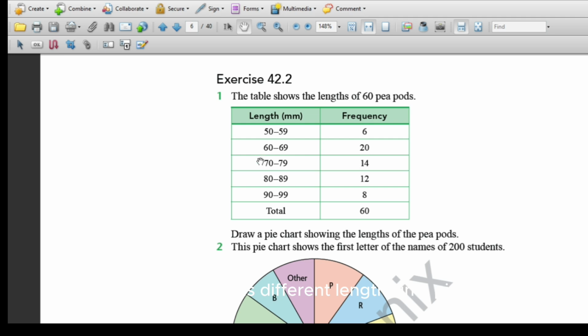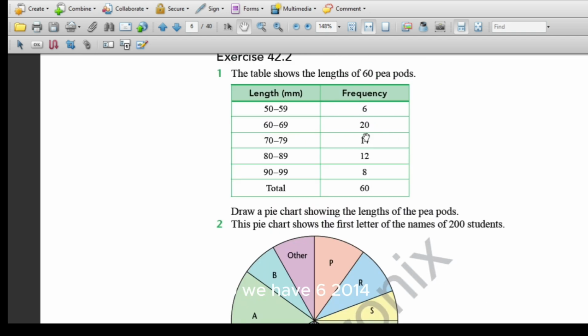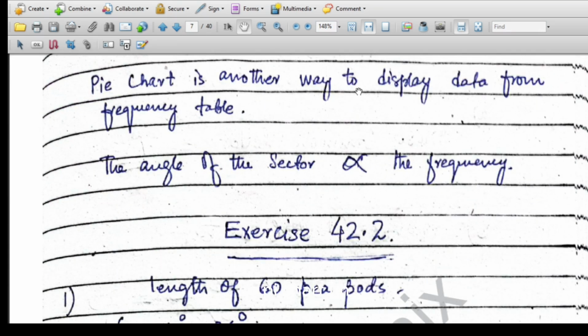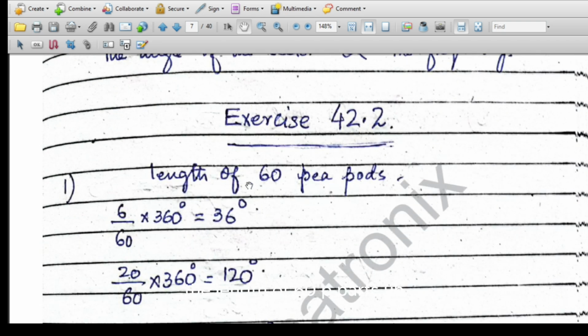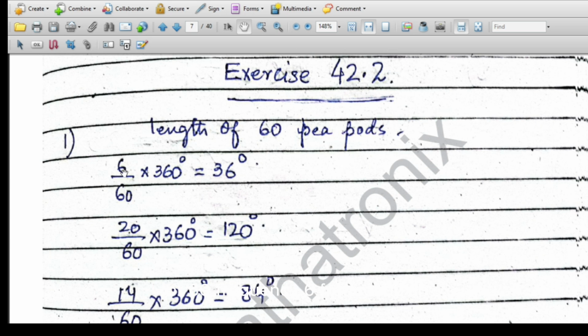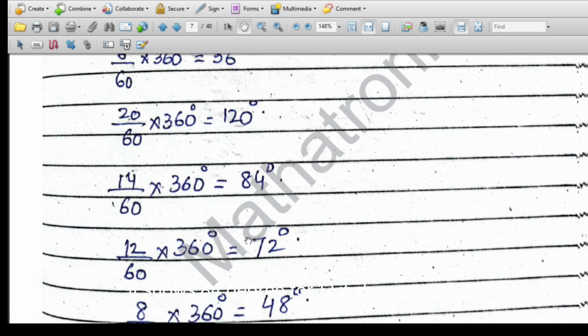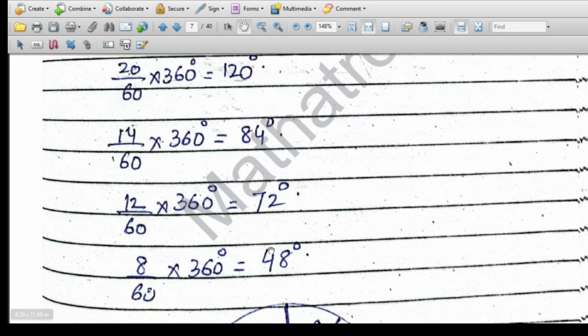So we have to show these different lengths in a pie chart. We have 6, 20, 14, 12, 8 and 60. So we'll divide it in a pie chart. A pie chart is another way to display the data from a frequency table, or here in this exercise the lengths of 60 pea pods. For frequency 6, we have a sector of 36 degrees. For frequency 20, 20 divided by the total frequency, multiplied by 360 because the circle is 360 degrees, gives 120 degrees. For frequency 14 it shows 84 degrees. For 12 it shows 72 degrees. For frequency 8 it is 48.